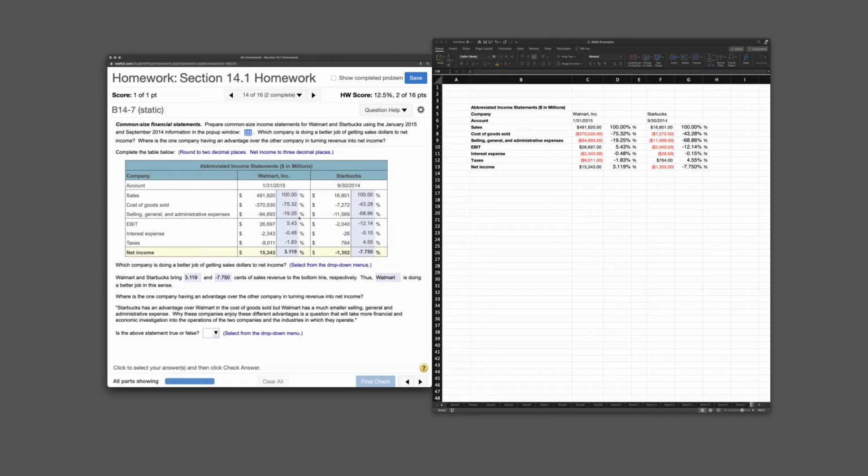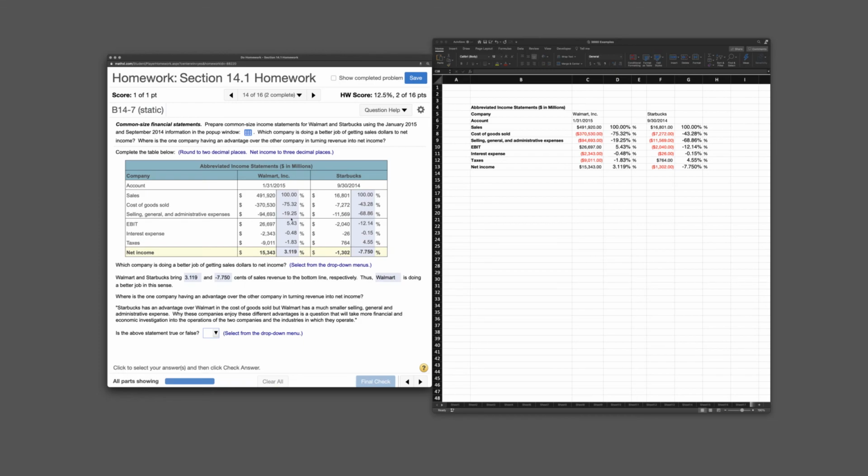Okay. Now, a couple more questions. Well, one more question, really. And now we're getting a little bit more specific. So even though overall, yes, Walmart is doing a better job, we want to take a look at the cost of goods sold, and compare those two. And we're also going to compare the selling and administrative expenses.